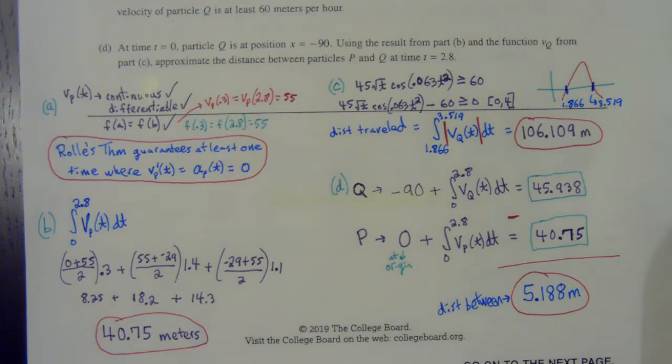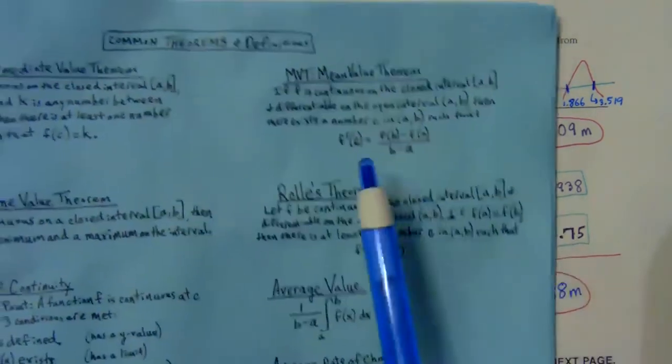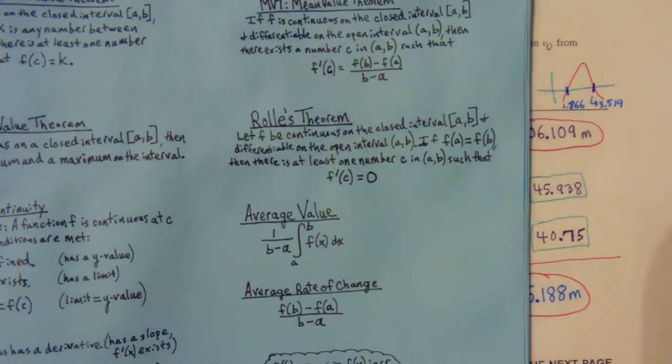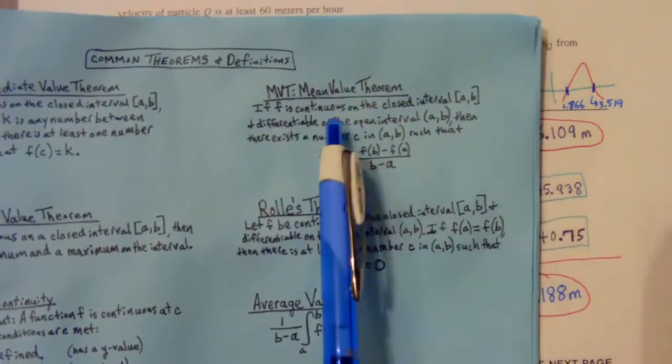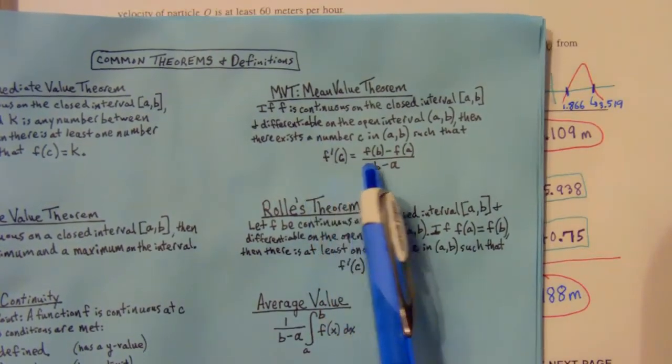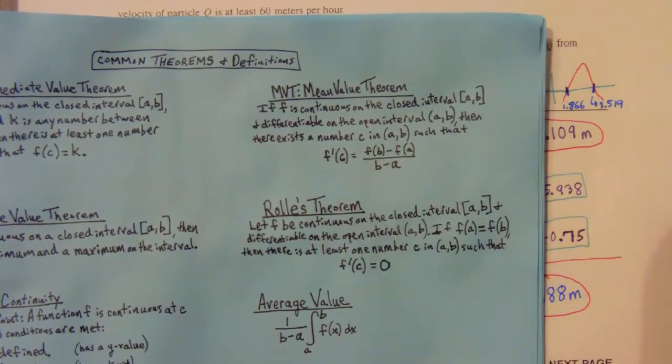Another way that you could do this is use your mean value theorem. Rolle's theorem is just a special case of the mean value theorem. The mean value theorem, you gotta have the derivative equal to a number, but if that number is equal to 0, it could be used as Rolle's theorem. But the mean value theorem just has to be continuous and differentiable. And if the derivative is equal to this slope formula, then it's going to be okay there.